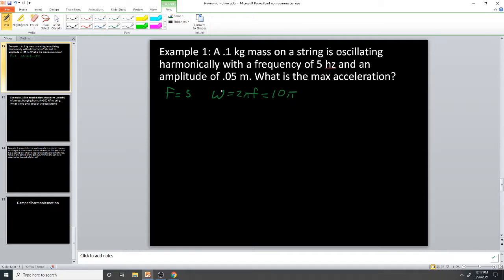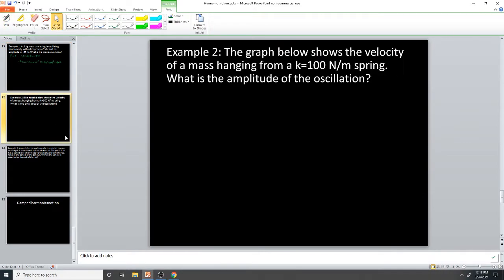And because that's 10 pi, we can just go to A max, which we know is x max times omega squared, which is just going to be 0.05 times (10 pi) squared, which is 5 pi squared. Okay, it's pretty straightforward. That's a pretty easy one. Using the relationship, get to omega, and then use the A max, V max, or X max equations for those kind of maximum situations.